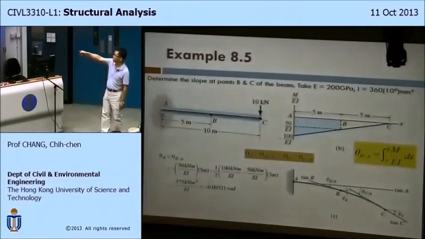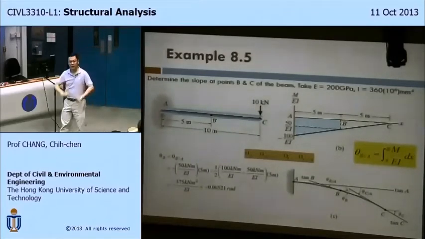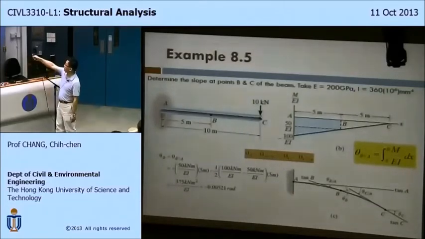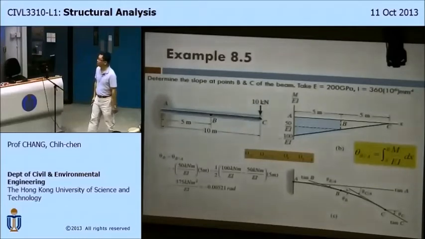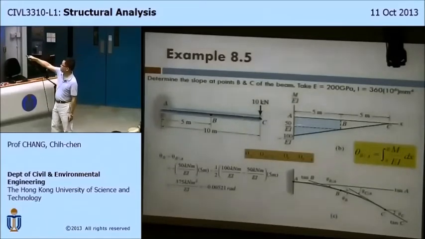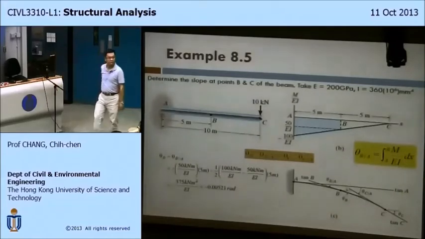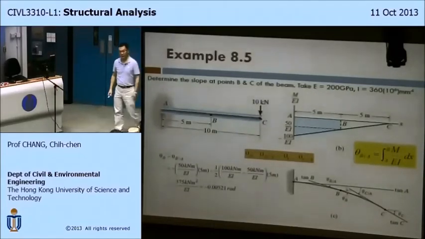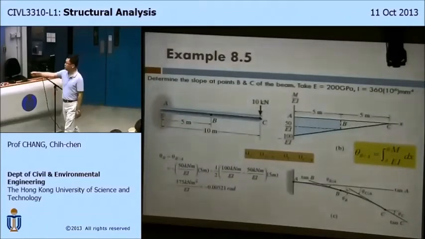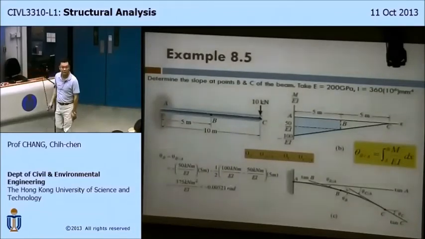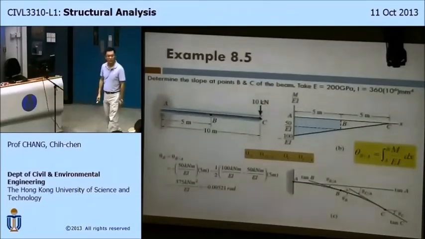All you need to do is just calculate the area underneath the M over EI between two points. So if you want to calculate the rotation angle at B, then you just calculate the area underneath between A and B. Okay, so it boils down to calculation of rectangular area and triangle area. So this is a rectangular area, this is a triangle area. And it's negative. M over EI is negative, so the area is negative. So the rotation angle is negative that number.